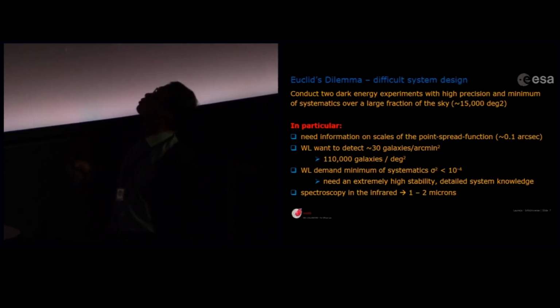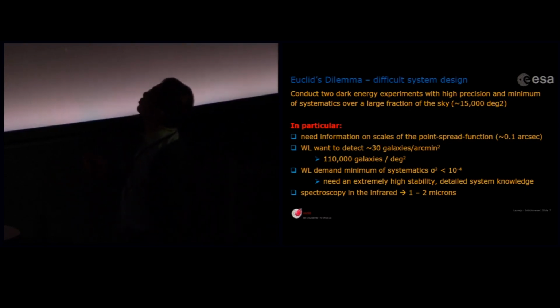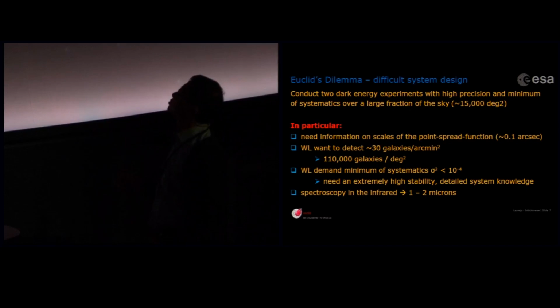So we do these two dark energy experiments with high precision and minimum systematics. We need information on the scales of the point spread function of the telescope, and that is of the order of 0.1 arc second. We want to detect 30 galaxies per square arc minute, so this is about 110,000 galaxies per square degree. And weak lensing demands a minimum of systematics, so we need extremely high stability for our telescopes and a detailed system knowledge.